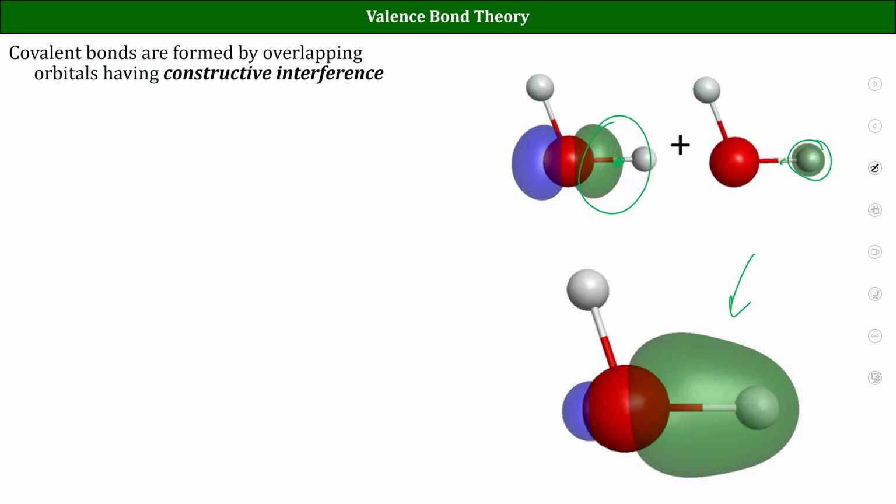So that's what we call a sigma bond. Greek letter sigma, we use the lowercase. Capital sigma is the one that looks like this, that we use for addition. Lowercase sigma looks like this.